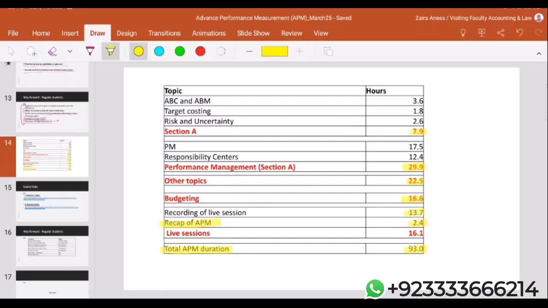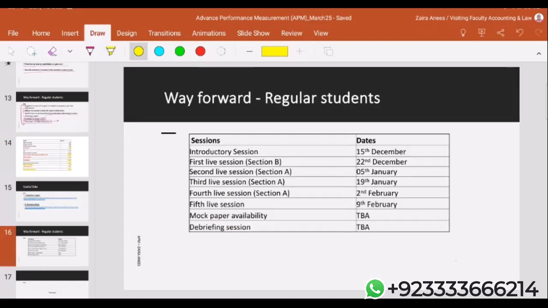And then obviously there will be live sessions in the coming sessions, right? Today we are going to have an introductory session. The first live session will be on 22nd of December, and we will do one question from section B. I generally start with section B because it's an easier one. Section A is quite difficult. That session will be on 22nd of December. Then we will move towards section A.